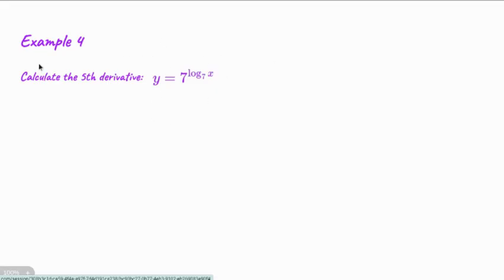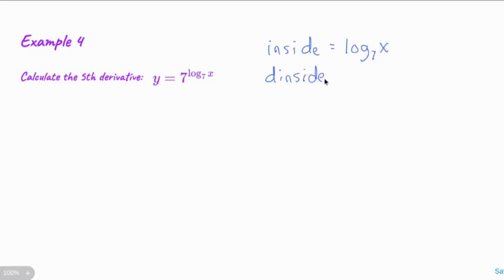All right, let's calculate the fifth derivative of y equals 7 to the power log base 7 of x. So here we would do, again, our chain rule. Log base 7 of x, and then d inside. Well, we need the derivative of logarithm, and we've actually never talked about that. So what is this, a trap? Especially because fifth derivative, are we going to derive it?